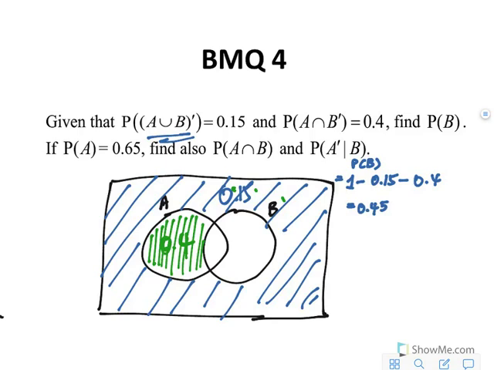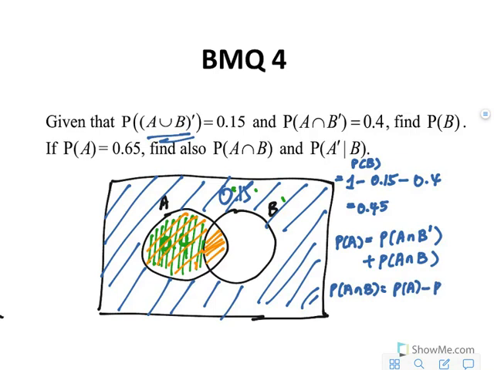Now given that the probability of A is equal to 0.65, find the probability of A intersect B. From the diagram you can see it's very clear. The probability of A is the same as the probability of A intersect B prime plus the probability of A intersect B. The probability of A intersect B prime is 0.4. So the probability of A intersect B is the probability of A minus the probability of A intersect B prime, which is 0.65 minus 0.4, giving 0.25.